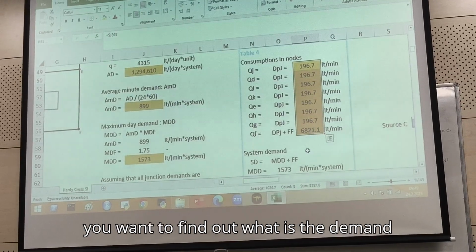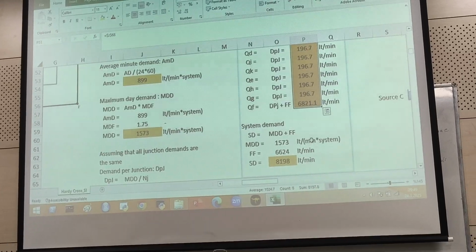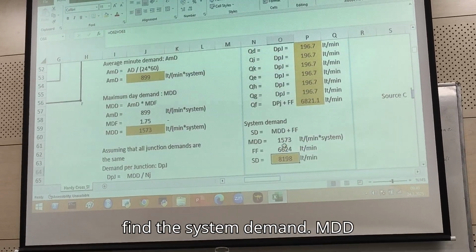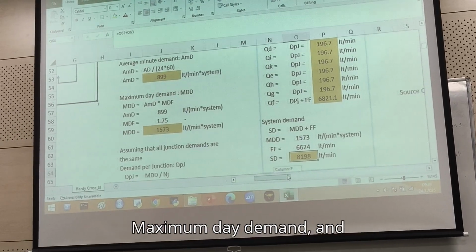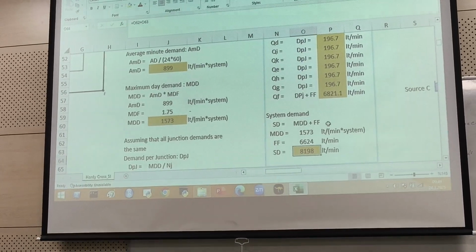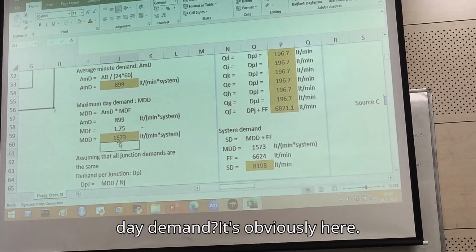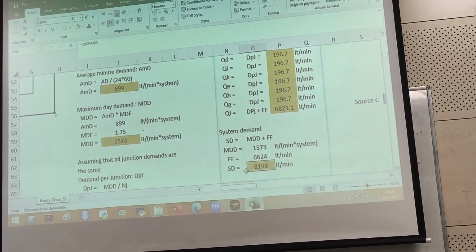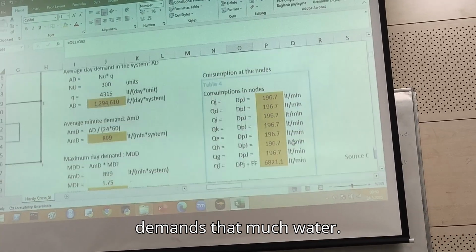And if you want to find out what the demand in the whole system is, you just add all of these values together to find the system demand. MDD plus FF. What is MDD? Maximum day demand. And FF is the fire flow. How do we find the maximum day demand? It's obviously here. So this plus this will give you the system demand. Your whole system demands that much water.